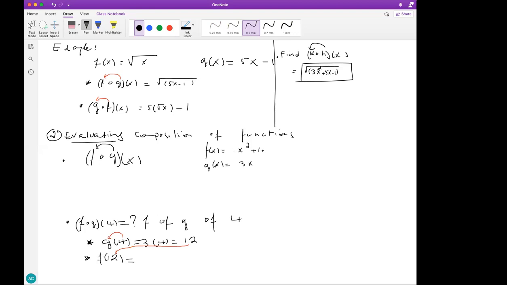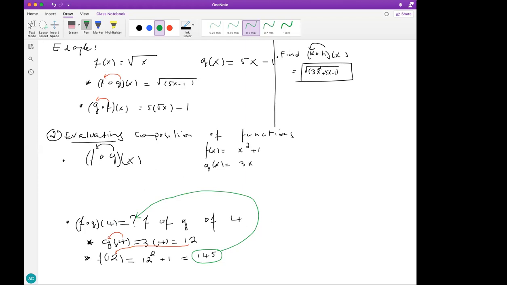What is f? f is given. I'm going to take 12 and plug it here. Instead of x, it will be 12 to the second plus 1. We plug 12 here, 12 to the second plus 1, which is 145. Right, because 12 to the second is 12 times 12, that's 144, added to 1 is 145. So that answers the question. The second value you get is what answers the question. So f of g of 4 equals 145.